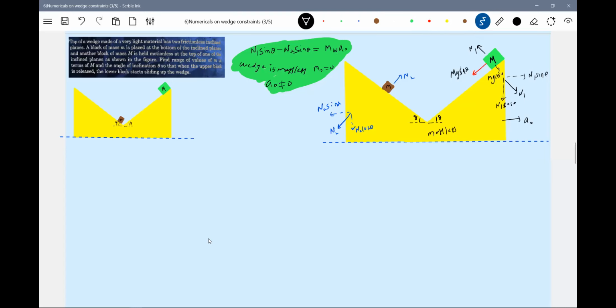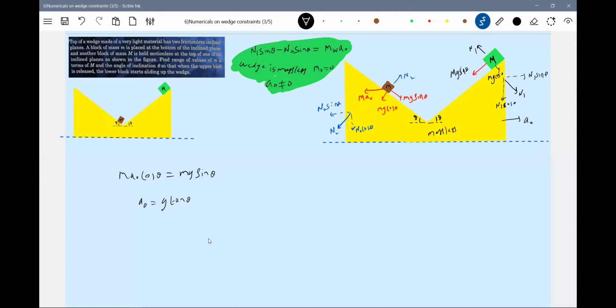Let's get into the next part. We'll write all the possible equations. A pseudo force will act here: M a naught. Then the other forces acting are mg cos theta. What makes the small block slide up? M a naught cos theta should be greater than mg sin theta. To find the range, we'll take the minimum. So M a naught cos theta equals mg sin theta, so a naught equals g tan theta. This should be the acceleration of the wedge.